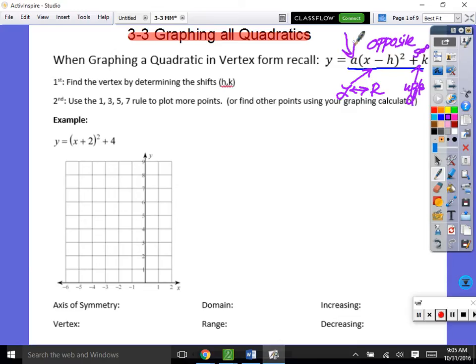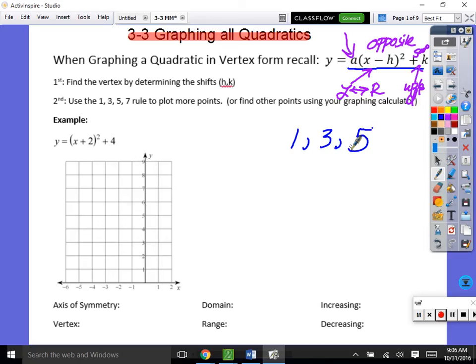And then this a won't affect anything other than if it's flipped upside down. If that a is negative, isn't that a frowny face? Negative people like to frown, you know what I mean? Smiley face, positive people like to smile. So these ones are the easiest. And then remember, I taught you a little trick, the 1, 3, 5, 7 rule. If your a value is 1, you just use 1, 3, 5, 7. And if it's greater than 1, you'll just multiply those by that value.